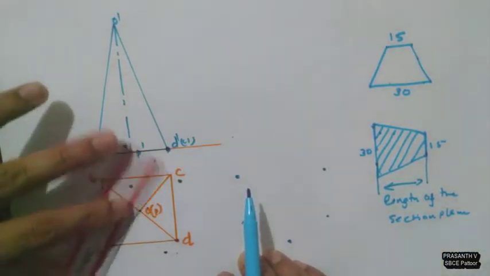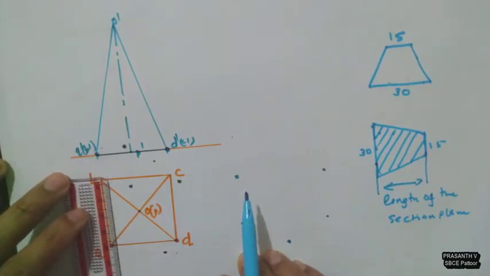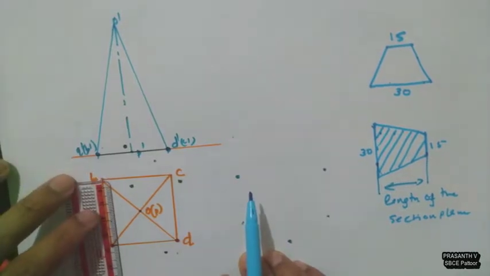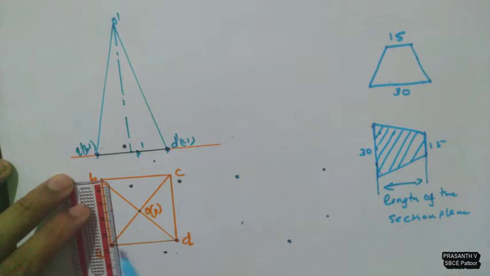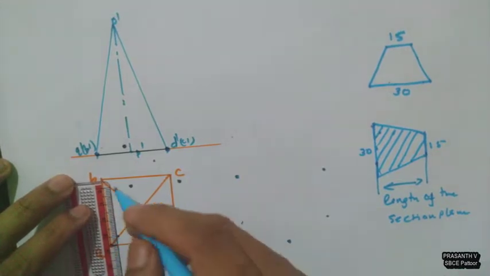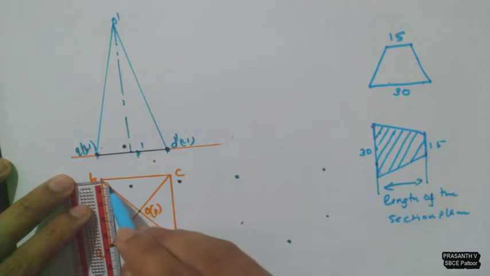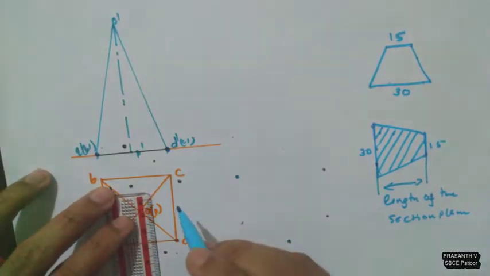So take 30 mm. The question says opposite sides 30 and 15. Okay, just mark 30 mm, and on the opposite side just mark 15 mm.